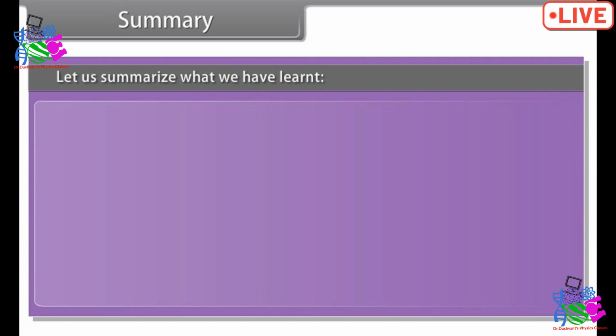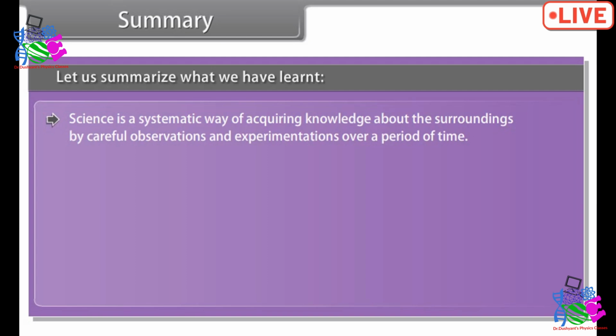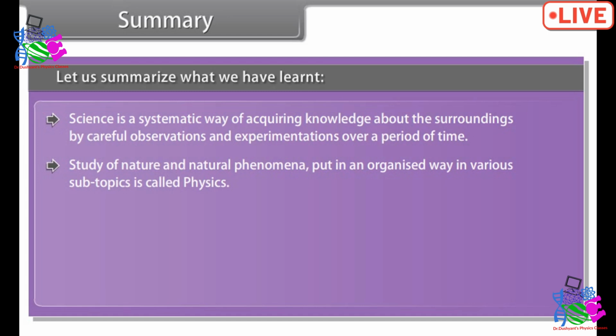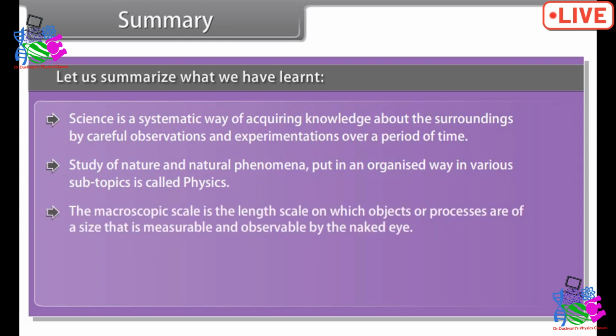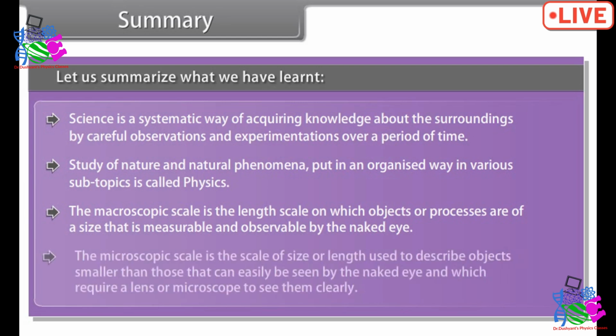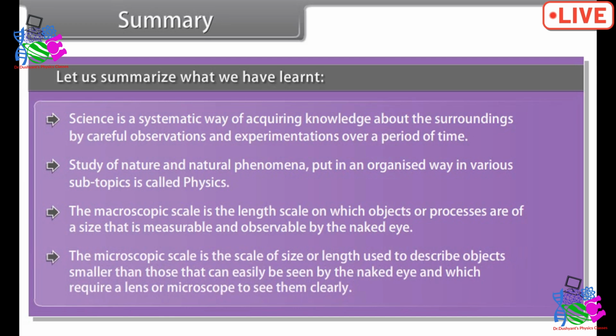Summary. Let us summarize what we have learned. Science is a systematic way of acquiring knowledge about the surroundings by careful observations and experimentations over a period of time. Study of nature and natural phenomena put in an organized way in various subtopics is called physics. The macroscopic scale is the length scale on which objects or processes are of a size that is measurable and observable by the naked eye. The microscopic scale is the scale of size or length used to describe objects smaller than those that can easily be seen by the naked eye and which require a lens or microscope to see them clearly.